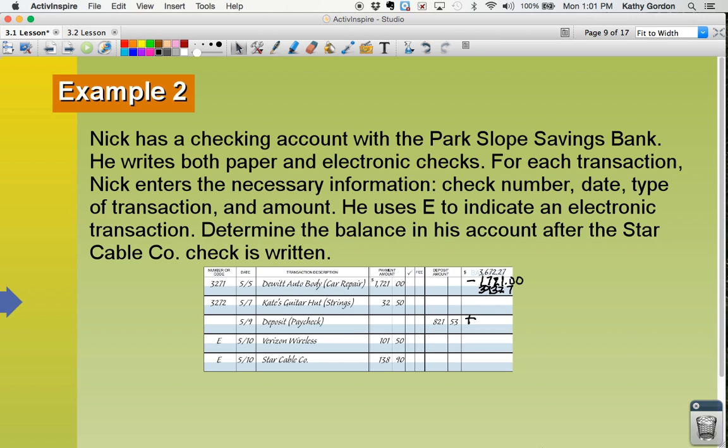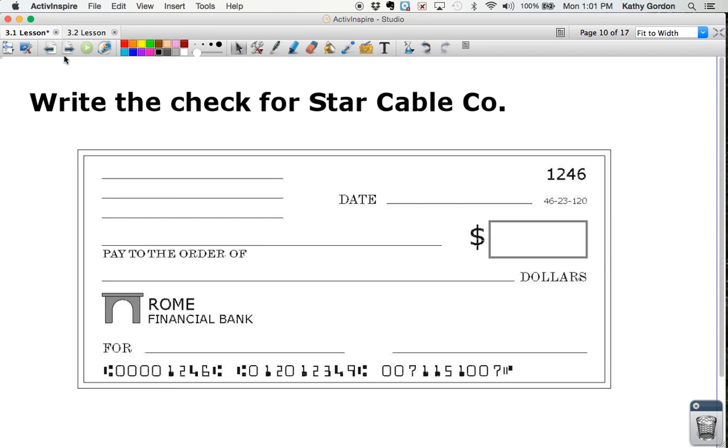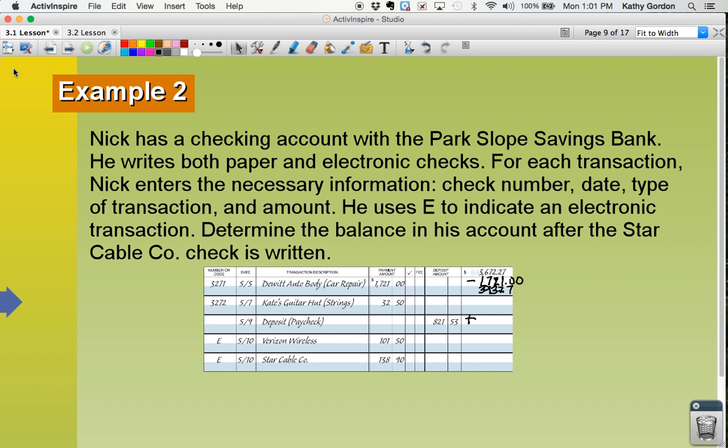Okay, and you're going to get a chance to do that here in just a second. So we're going to go ahead and skip ahead because of time, but I do want to take a second just to show you how to actually fill out a check. So going back to this example here, let's take this last payment to Star Cable, and even though it says it's an electronic check in this scenario, let's just use that as an example to write a check.